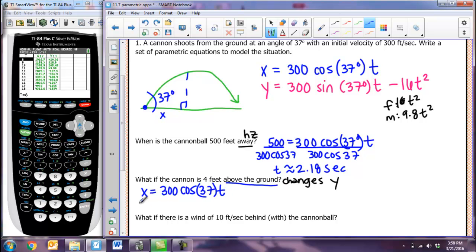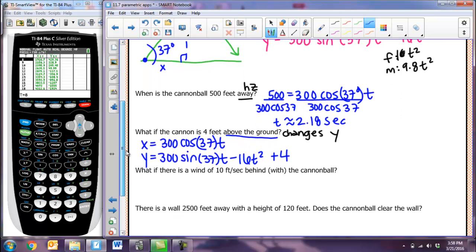and still at the same angle, but now your y is still going to have this part of it. Gravity's still going to affect me. But now all I've got to do is add 4, because now it's 4 feet above the ground.